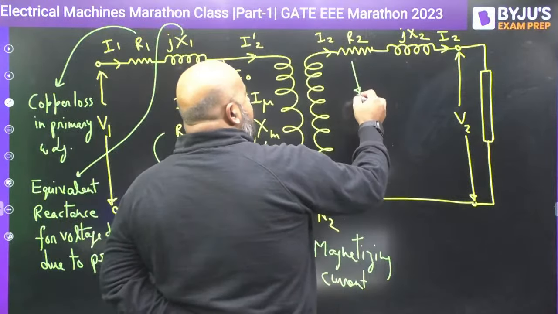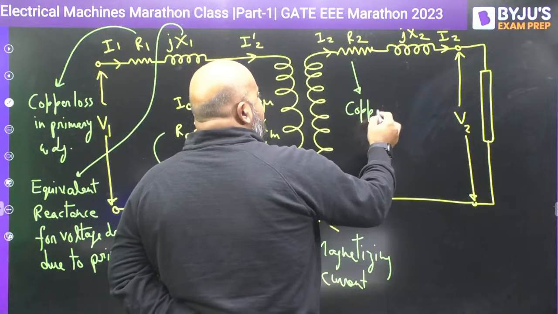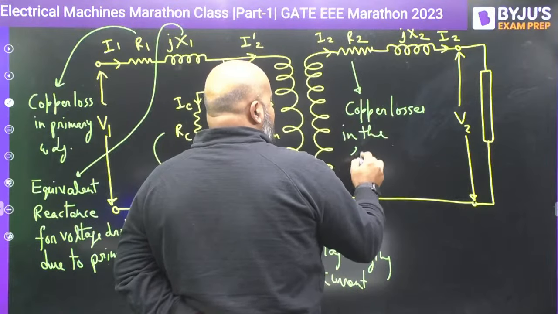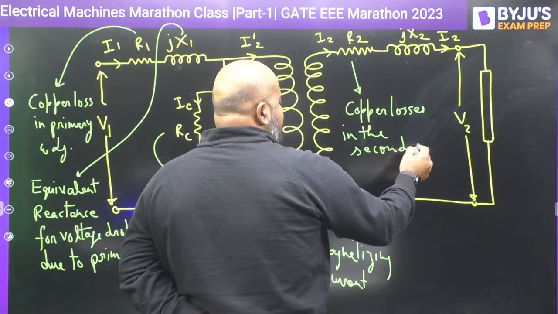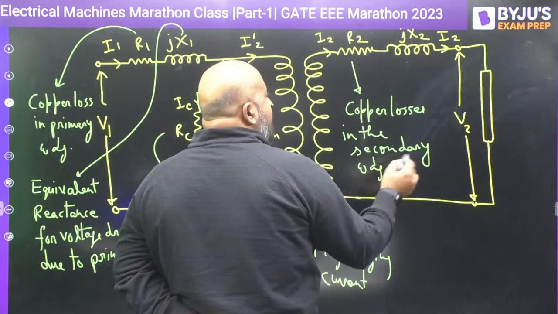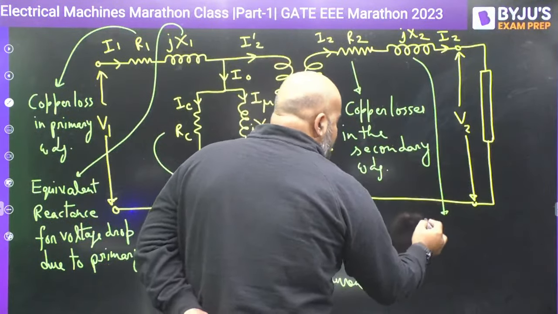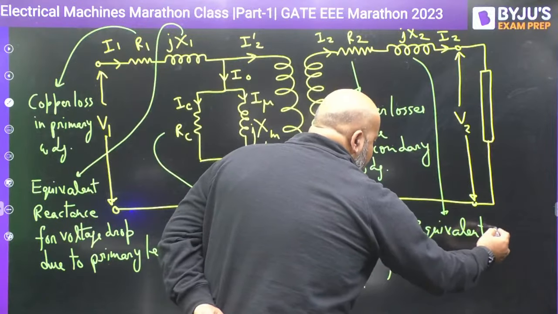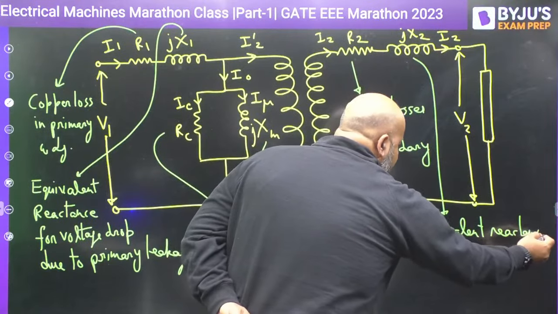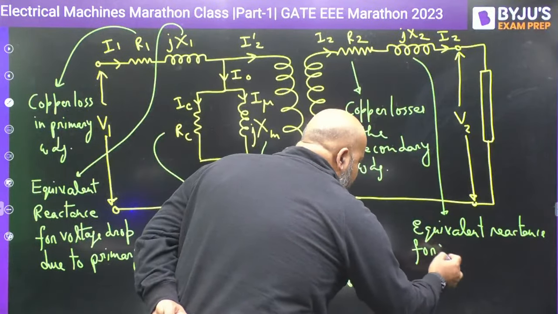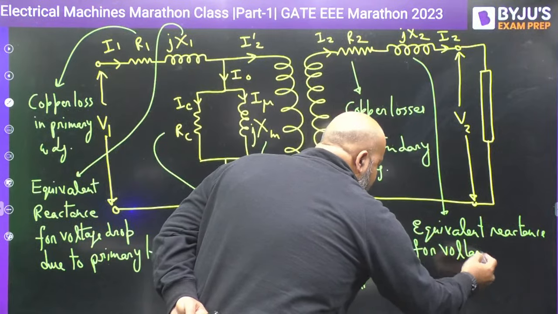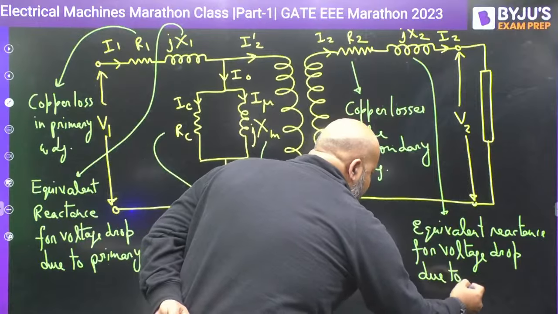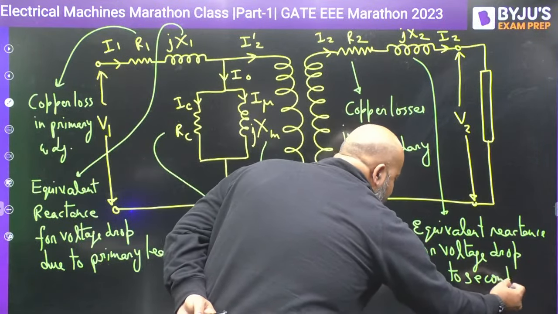R2 represents the copper losses in the secondary winding, and X2 again represents the equivalent reactance for the voltage drop due to secondary leakage flux.